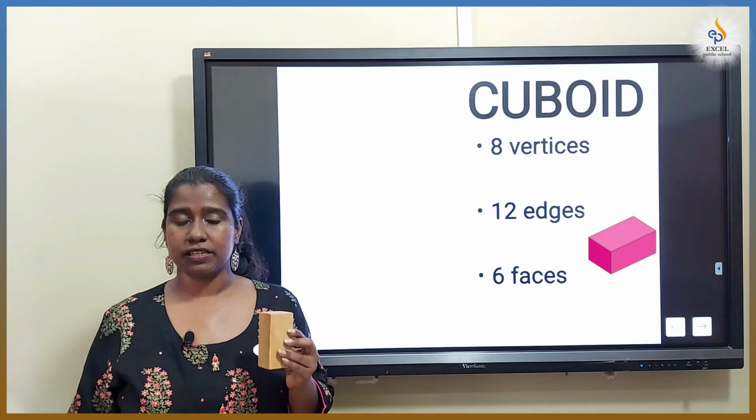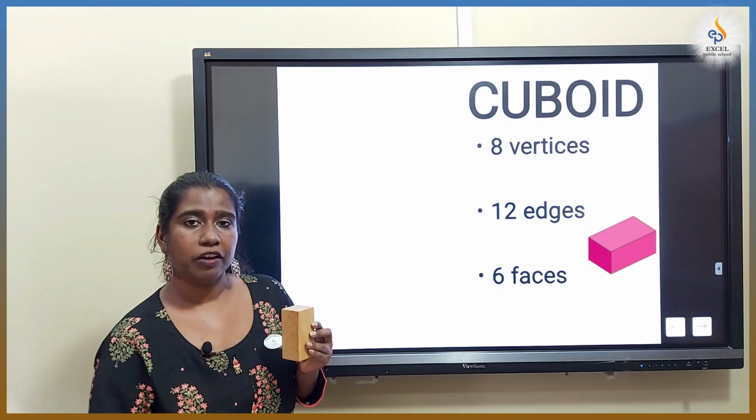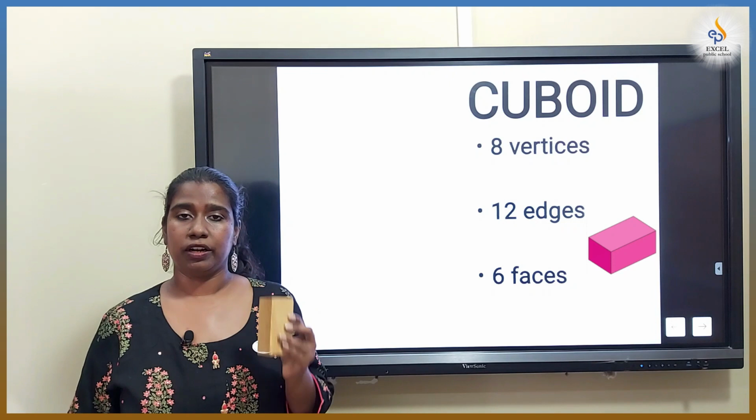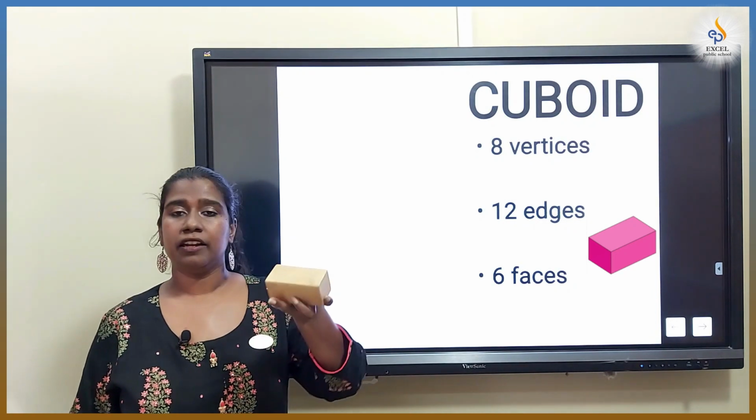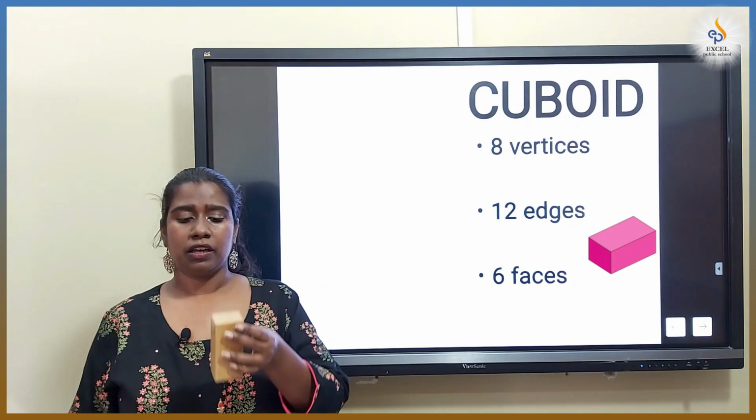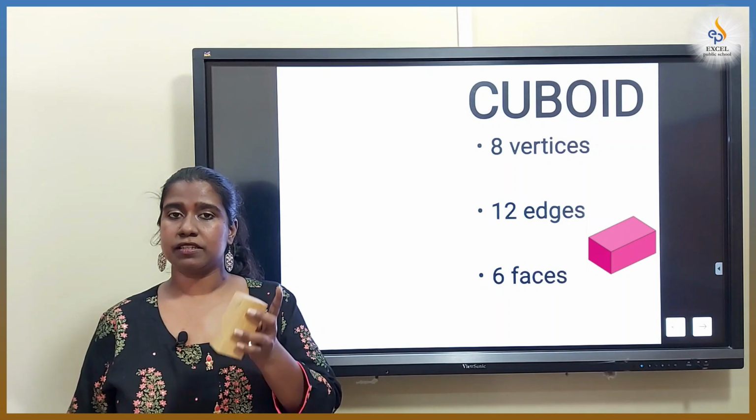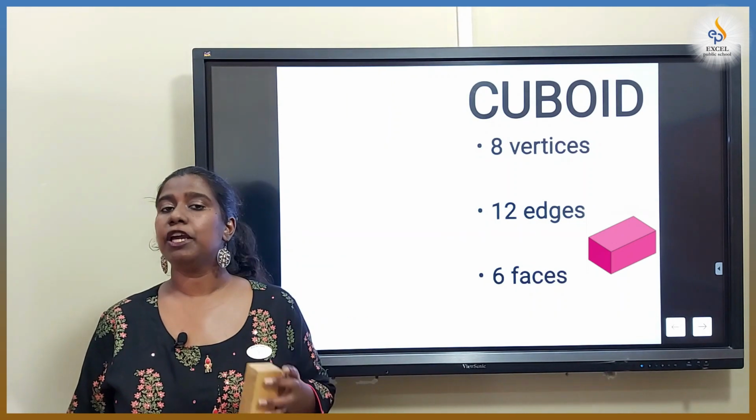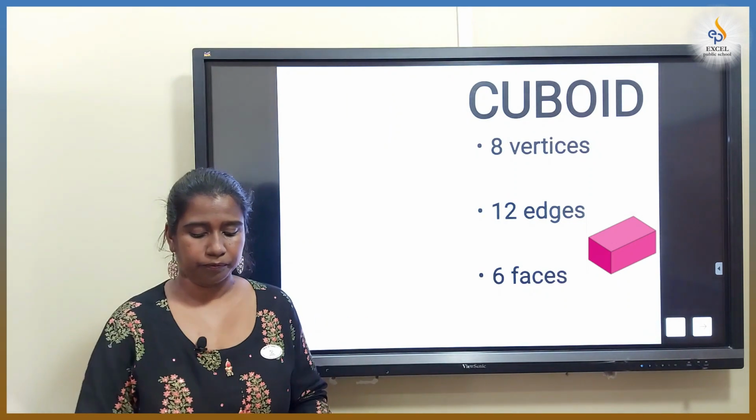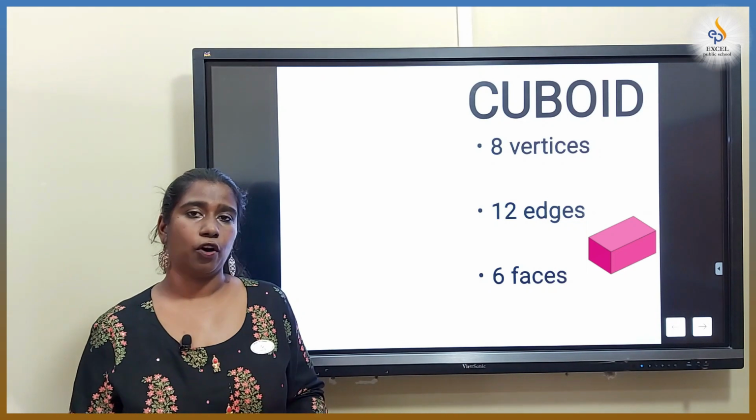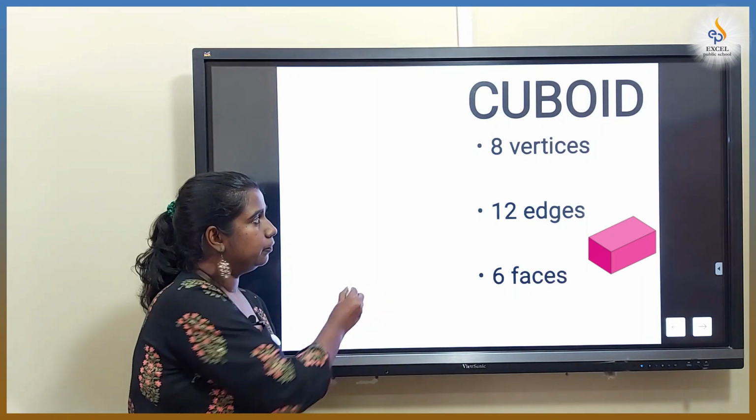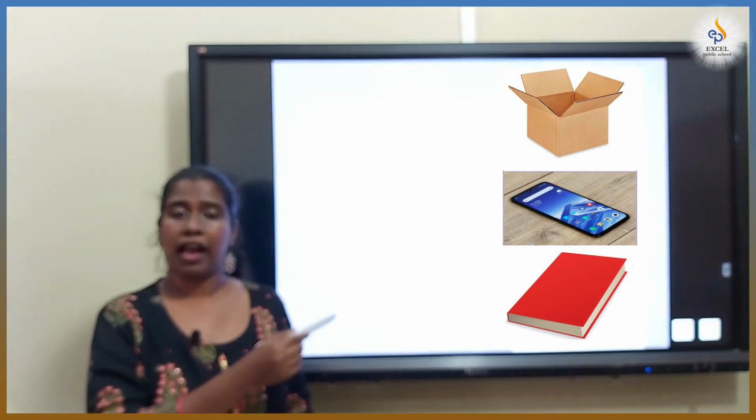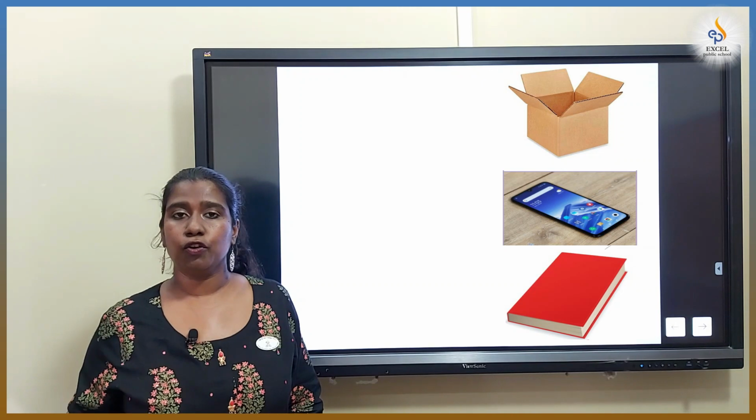The only difference is on a cube we will see squares, whereas on a cuboid we can see rectangles also. In some cuboids there will be squares and rectangles, whereas in some cuboids there will be only rectangles. What about the examples for a cuboid? A box, a mobile phone and a book are examples of a cuboid.